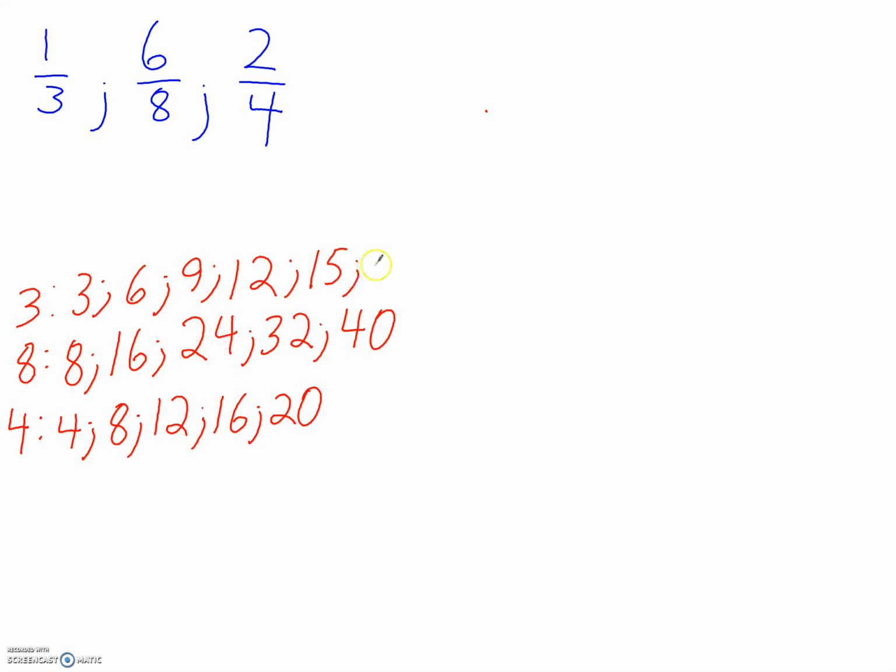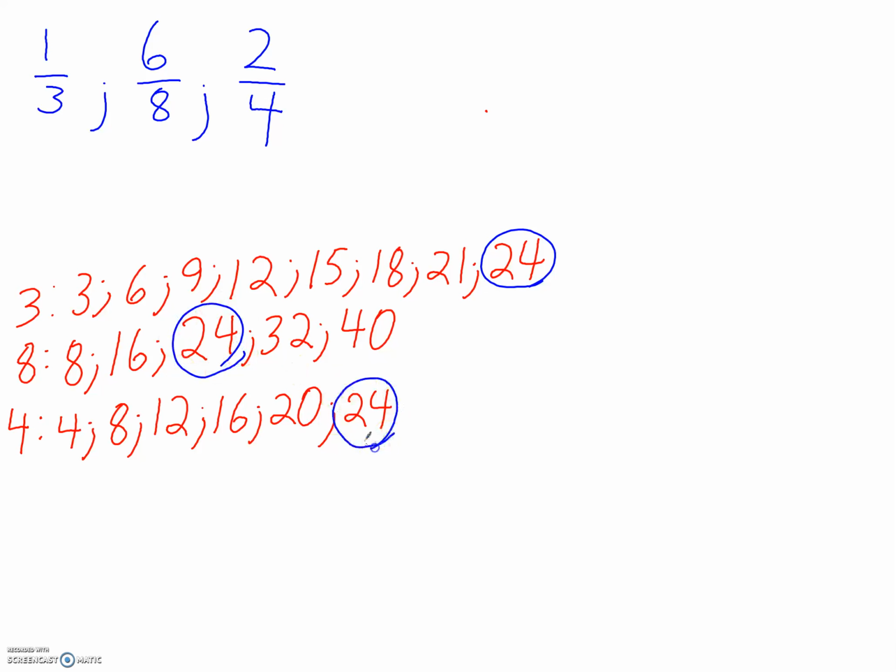So 15, 18, 21. Now we get to 24. And okay, so now we have 24, and then 4's next multiple is 24 as well. So if you look now, we can see that the least common multiple for all of our denominators is going to be 24, and we have to convert these fractions now.